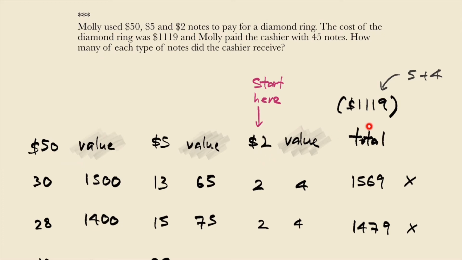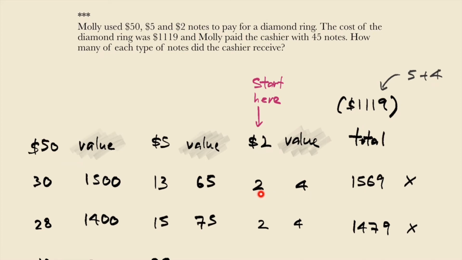So this 9, think of it as being made up of 5 plus 4, a multiple of 5 plus 4. Where did this 4 come from? It must have come from 2 $2 notes. And that's why I think we should start here with $2 notes. And I'm going to guess 2 of them. That gives us a value of 4.